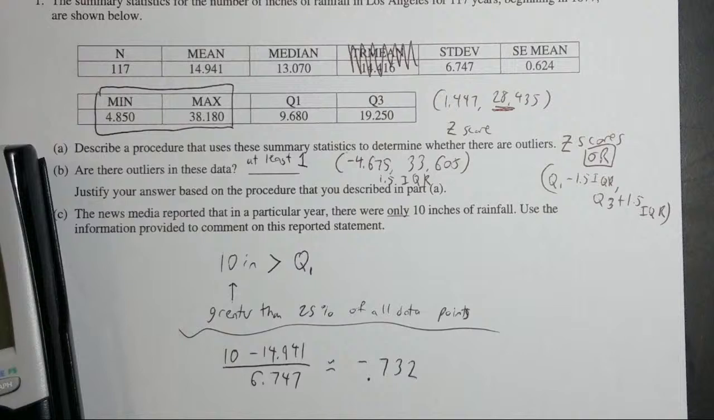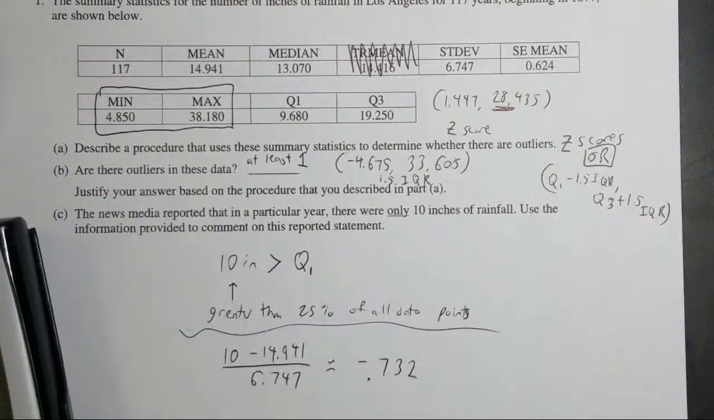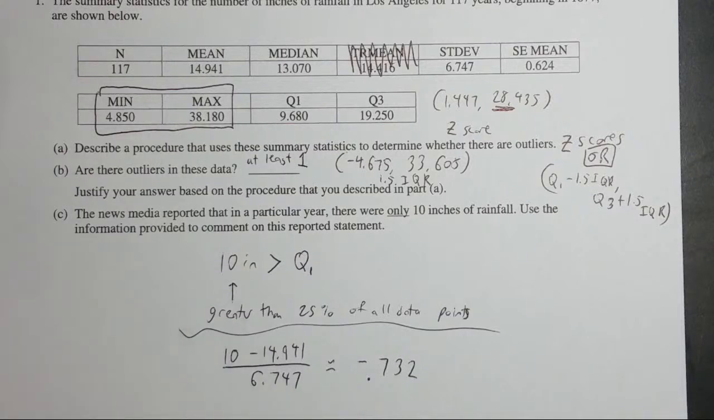That is within one standard deviation of the data. That is clearly not unusual. So if you had to comment on there being only 10 inches of rainfall, that's what they're kind of aiming for. What they're trying to say is that the news media is trying to report that 10 inches is an unusual number.